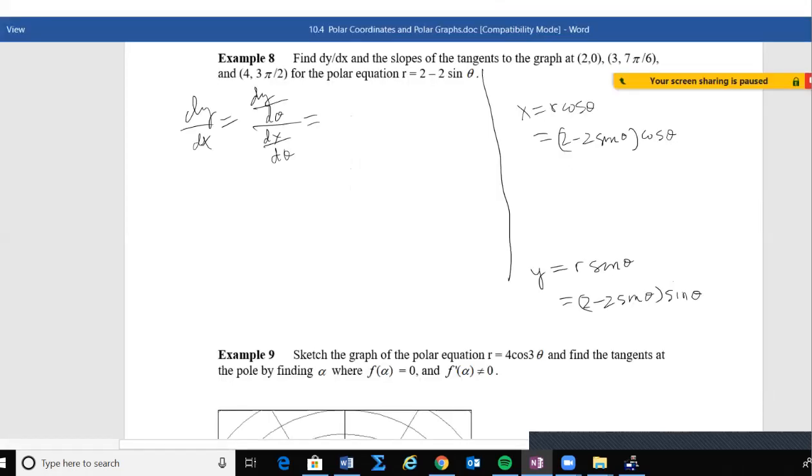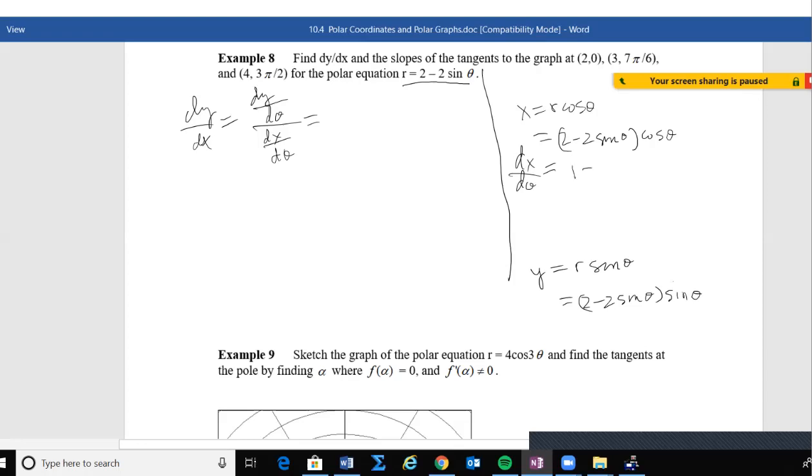Okay, we're going to do a problem here. We're going to find the slopes of the tangents to the graph at these points. Here's our equation here. This is f of theta. We're going to need dy/d theta and dx/d theta, so we can get those over here. x is f of theta cosine theta, which means we have this. So we can differentiate the way it sits. We can use a product rule.